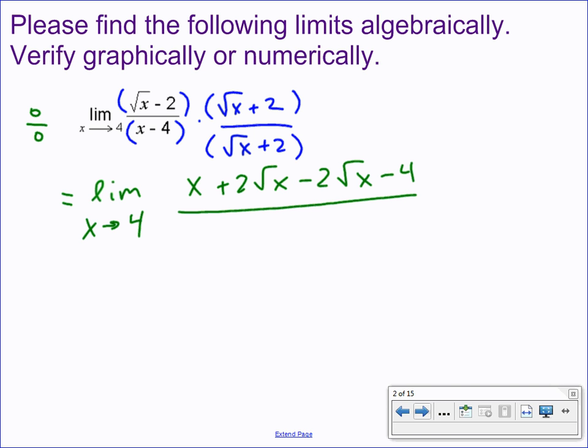Some people got stuck on this one because they did the FOIL process on the bottom as well and created multiple radical expressions. We want to leave this in factored form in the hopes that we'll be able to cancel out with the recurring factor on top. So we're going to leave this as quantity x minus 4 times quantity root x plus 2. Awesome. Combining like terms on top allows the rewrite.